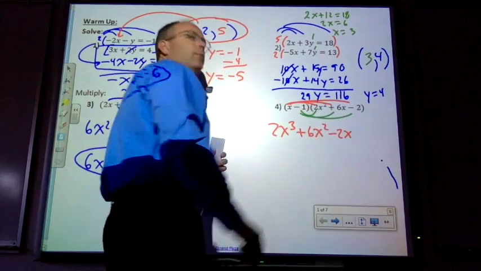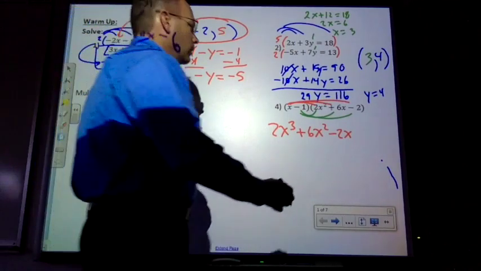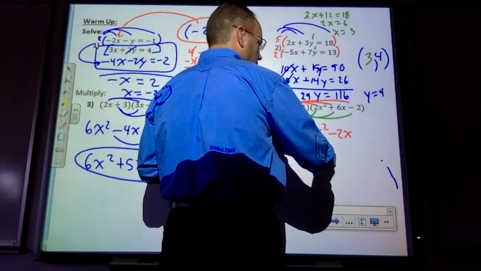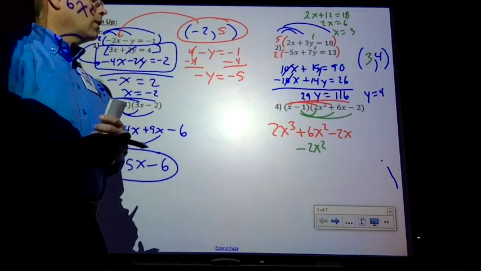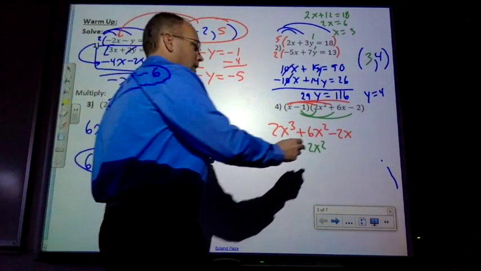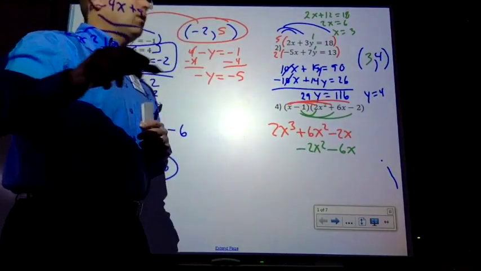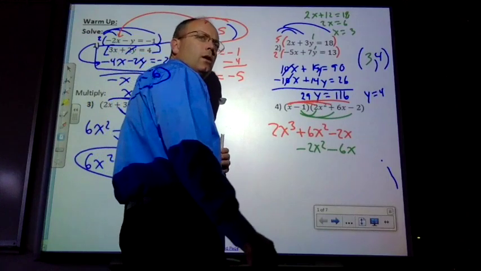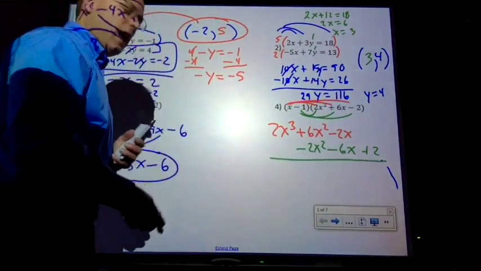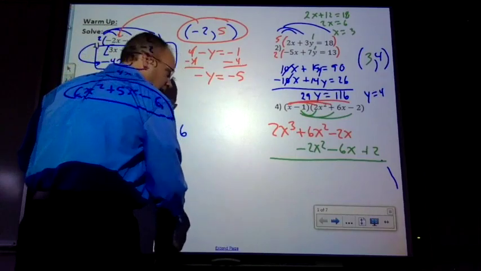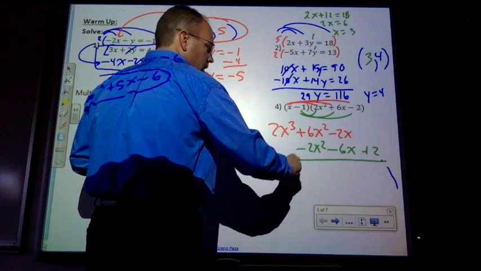What's negative 1 times 2x squared? Negative 2x squared. I love it. What's negative 1 times 6x? Negative 6x. I love it. And I just ran out of room, so I'm just kind of lining them up. And what's negative 1 times negative 2? Giddy up. And being I lined them up now, I lined them up with the appropriate stuff. So 2x to the third comes down.